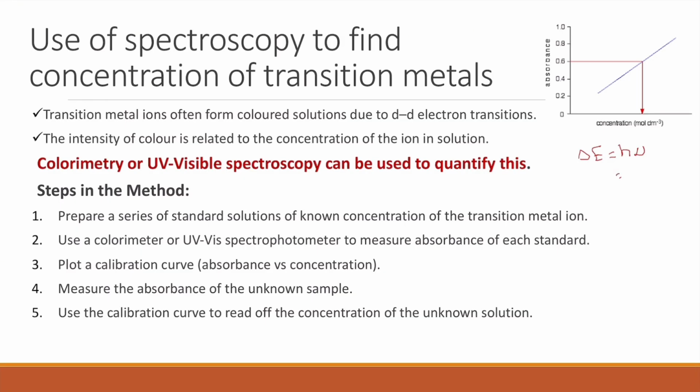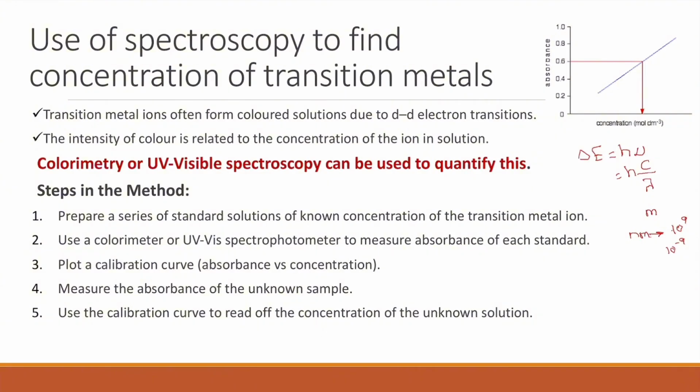We can also find it by the Planck constant times the speed of light divided by the wavelength of the light that was absorbed. The wavelength we usually find in meters, but it's usually provided to you in the question in nanometers. In order to convert from nanometers to meters, you have to divide by 10 to the power of 9, or multiply by 10 to the power of minus 9.